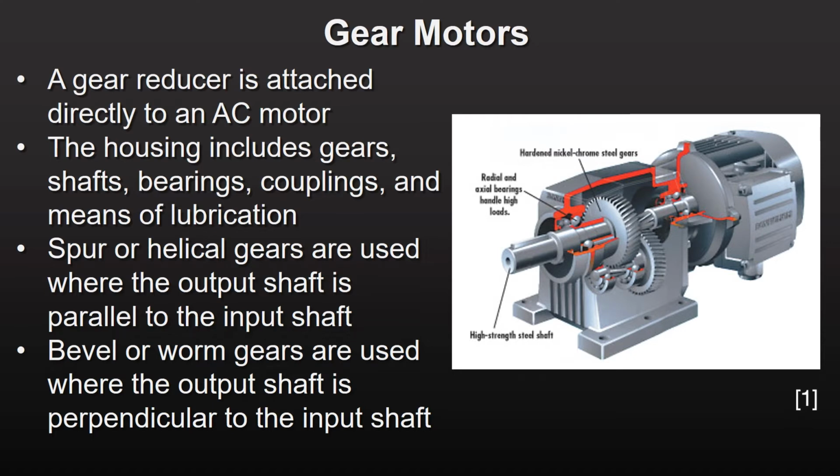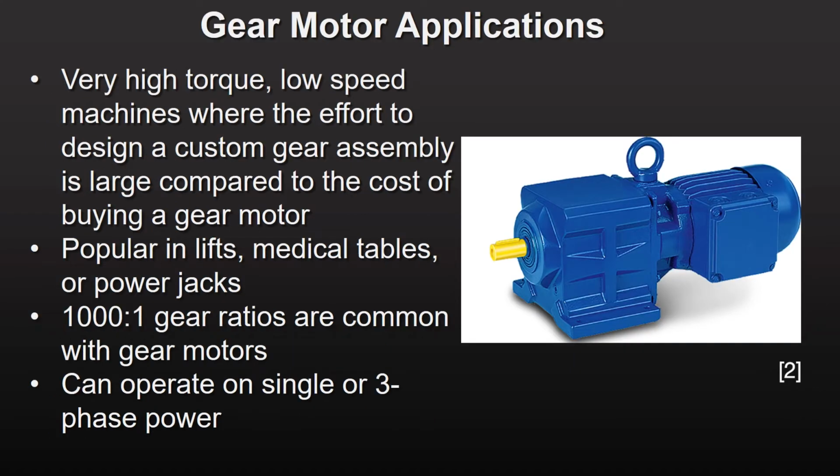Spur or helical gears are used where the output shaft is parallel to the input shaft. Bevel or worm gears are used where the output shaft is perpendicular to the input shaft. Customers purchase gear motors where the effort to design and build a custom gear assembly for their high torque application is large compared to the cost of buying a gear motor. This is common when their machine is large and expensive and they only need to buy one gear motor.